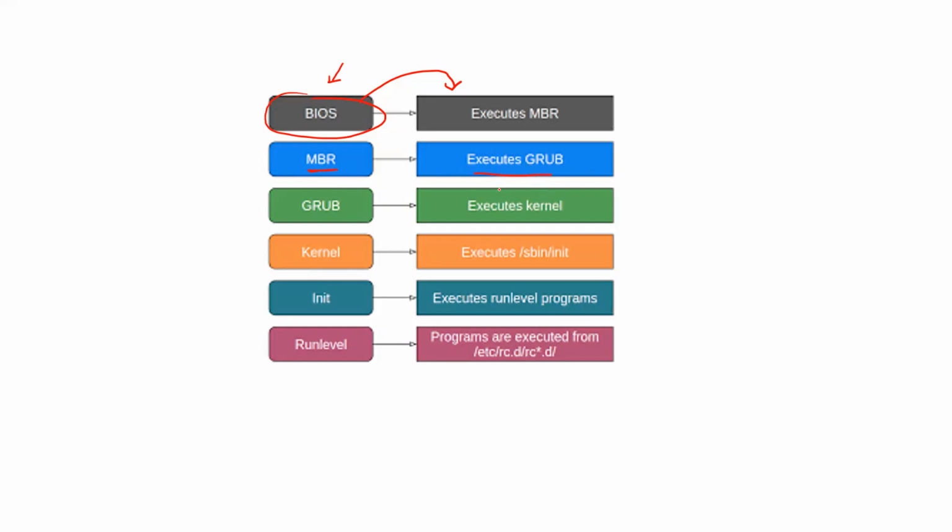For example, you have seen that sometimes when you have two operating systems, you select one of the operating systems from your boot menu. So that one is the grub, and then grub executes the kernel of the operating system, and kernel will execute the init, and init executes the run levels program that I'm going to explain about run levels and how it works. And then we have programs that are going to be executed by run level under etc rc.d.